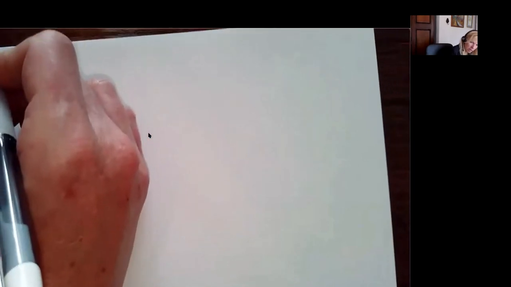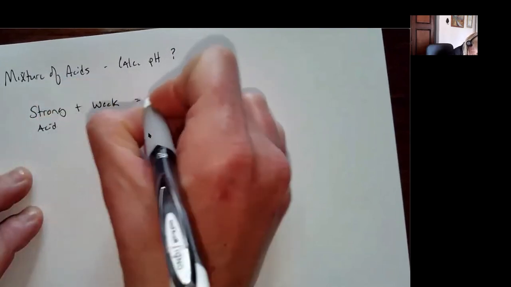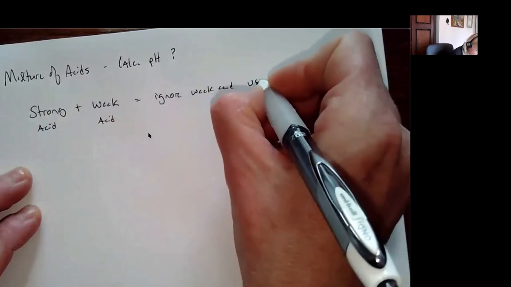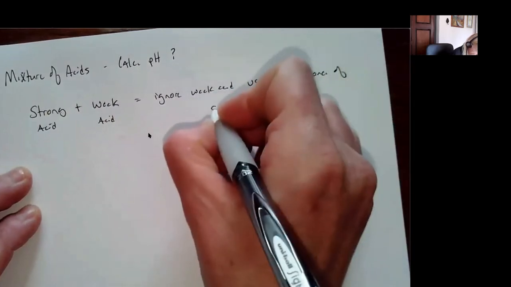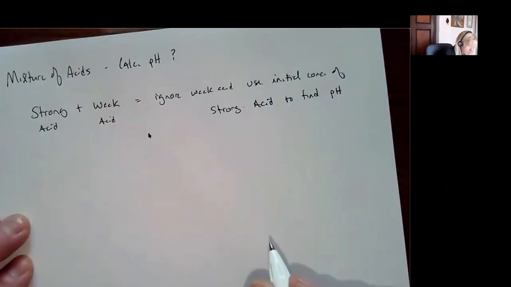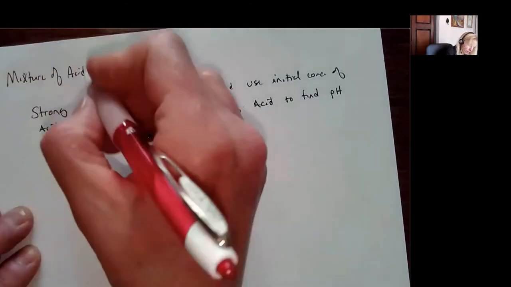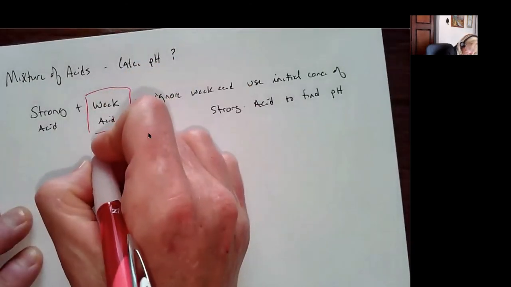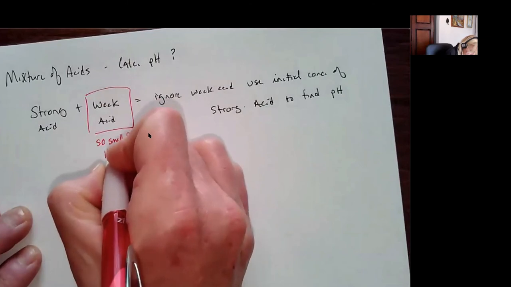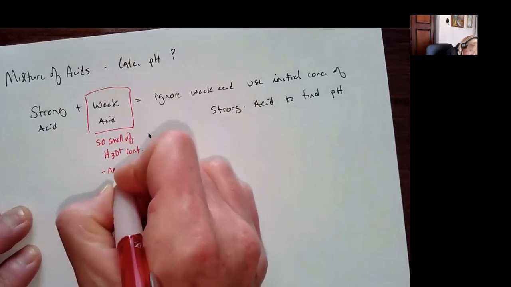So the one last thing I want to cover is what happens when I have a polyprotic acid or a mixture of acids, and I want to calculate the pH. If I have a strong acid plus a weak acid, then I can ignore the weak acid and use the initial concentration of the strong acid to find pH. This is the easiest one because I can basically ignore the weak acid, since its H3O plus contribution is so small that it is negligible.